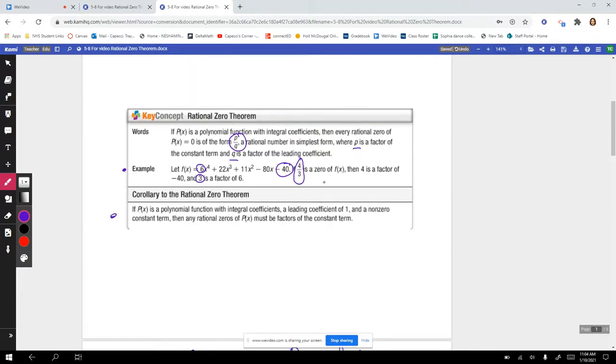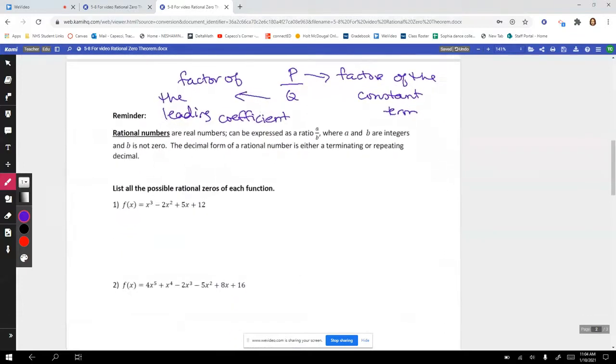Now, one thing to build off of their corollary is if the leading coefficient is a 1 and our constant is not a 0, then any rational zeros must be factors of the constant term, because if our Q value is equal to 1, then it doesn't matter if our P value is 4 or 6. We would have 4 over 1 or 6 over 1, which would just come back to the factors of P. All right, let's try some.